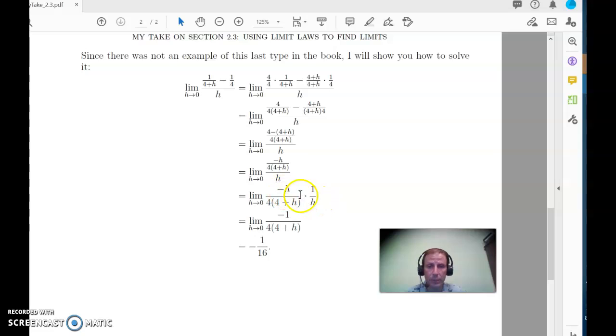At this point, you can go ahead and cancel those h's, which is what we wanted all along, because up until now, every time you tried to plug in h equals 0, you got 0 in the bottom. And that gives the limit as h goes to 0 of minus 1 over 4 times 4 plus h. Now plugging in 0 for h doesn't give you 0 in the bottom of a fraction, so we go ahead and plug in 0 and we get our final answer as minus 1 over 16.